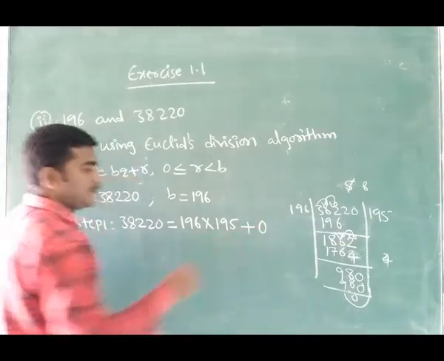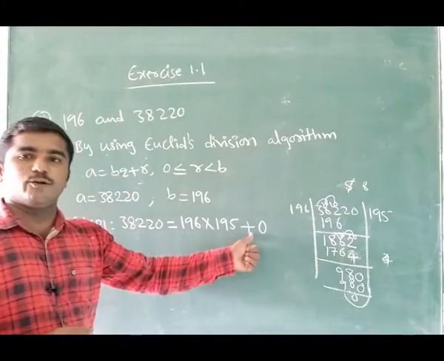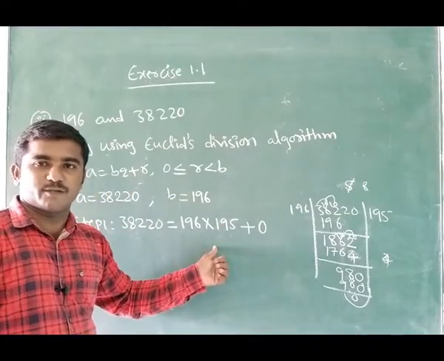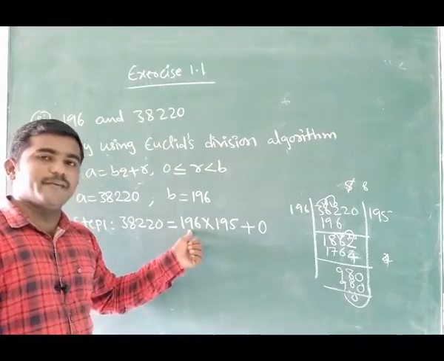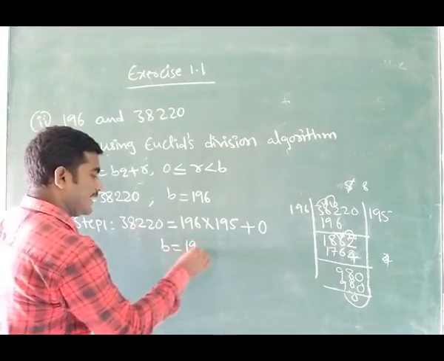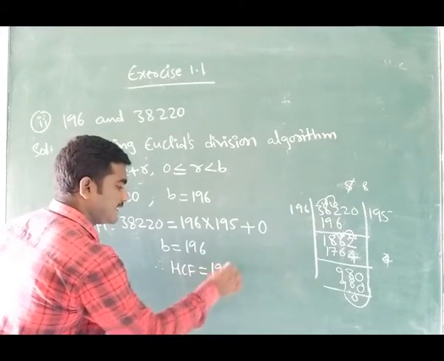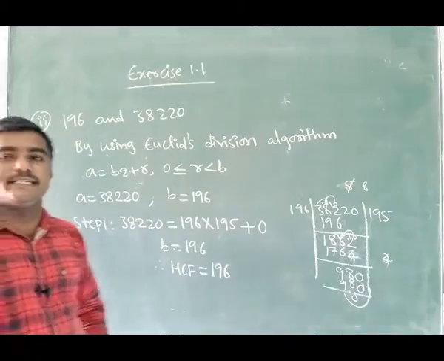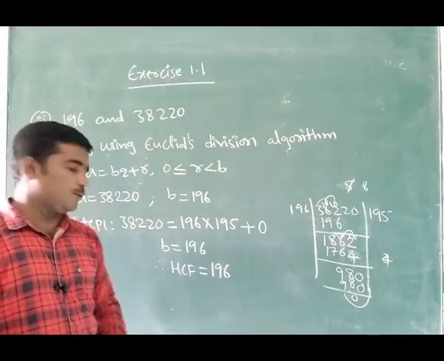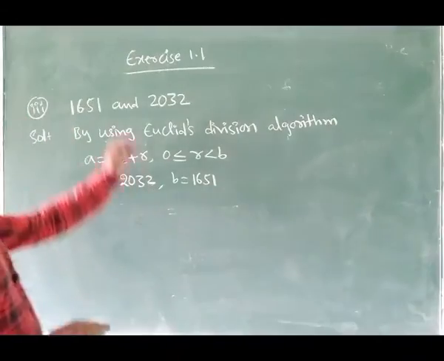So here the remainder is 0. In the first step itself you got the remainder 0, so with the remainder 0, we have to stop the division process. Now in this, what is the B value? From BQ plus R, the B value is equal to 196. Therefore, HCF is equal to 196. The B value is 196, and the HCF is the B value, so HCF is also 196.